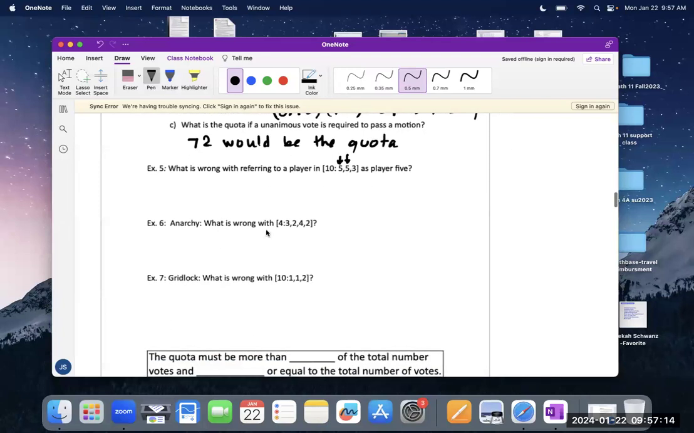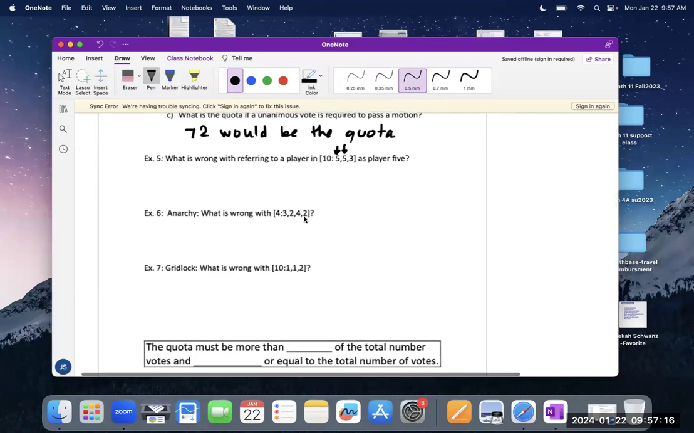What's wrong with this voting situation? You have a quota that's 4, and then the first player has a weight of 3, the second player has a weight of 2, the third player has a weight of 4, and the fourth player has a weight of 2. So let's say they're voting on some kind of measure. Let's say that the first 2 people vote yes.